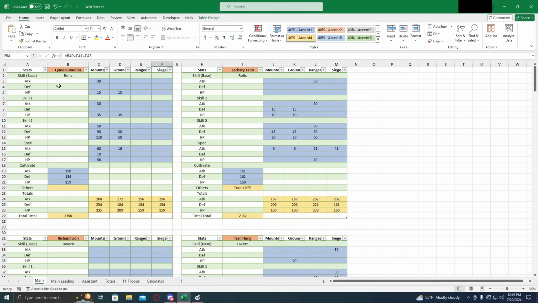Now, what is a use case for Boudica? Because she's not totally useless. I'll probably put in the thumbnail that she's totally useless or something to get you to click on this, but she does have uses. The use is in an actual mounted defense, not a T1 trap.